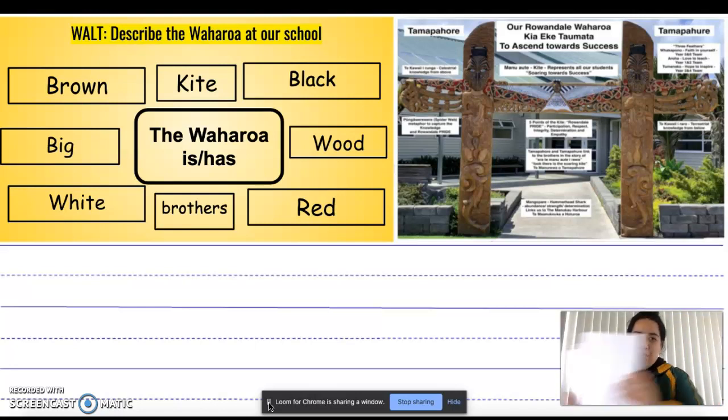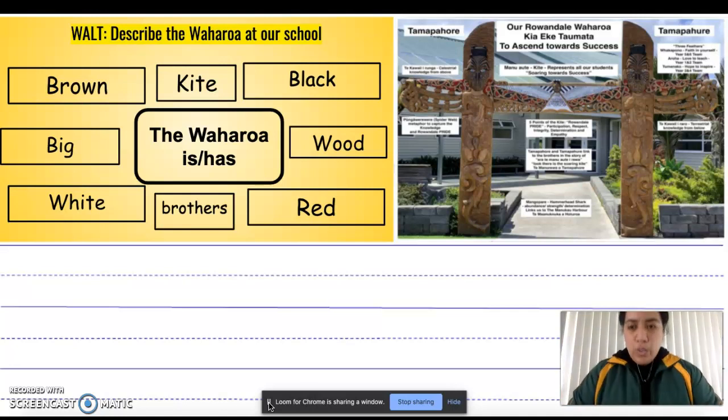Fantastic. Okay, so as you can see on the screen, these are the words that you had mentioned that describe the Waharoa at our school. So for writing today, we're going to be using these words to write a sentence about the Waharoa. Now, the sentence could either say the Waharoa is or the Waharoa has. Are you ready? Okay, so the first word.